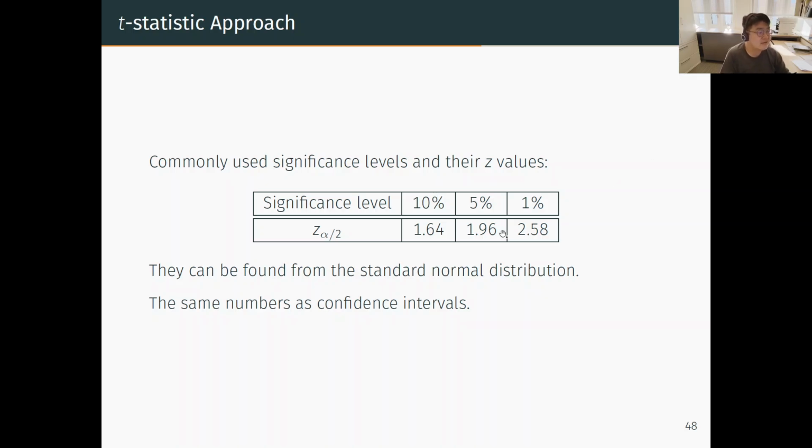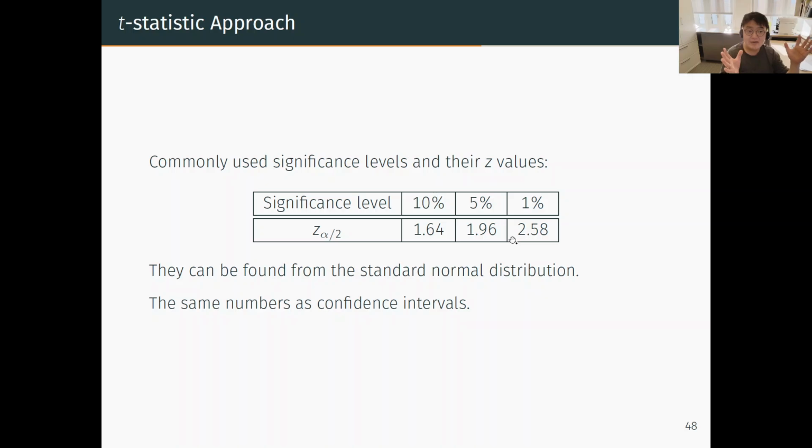Okay, and good news is that Z alpha over 2 uses the same numbers as in the confidence interval in the previous chapter. Say 10%, 5%, 1%. Now you have to interpret this as: I am willing to reject 10% outcome, I'm willing to reject 5%, I'm willing to reject 1%. Then you use 1.64, 1.96, 2.58 for the respective percentage.